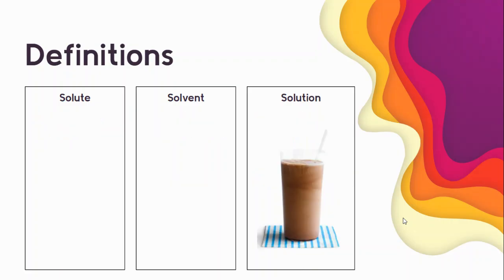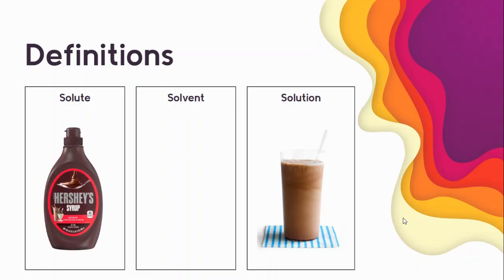So we're going to go through some practice. I'm going to give you a solution, and I want you to think about what is the solute, what is the solvent that would make that solution. So the first one is chocolate milk. You can pause the video if you'd like. Figure out the solute and the solvent. The solute should be either chocolate syrup or whatever chocolate powder. And the solvent, the thing that we would dissolve the syrup or the powder in, would be milk.